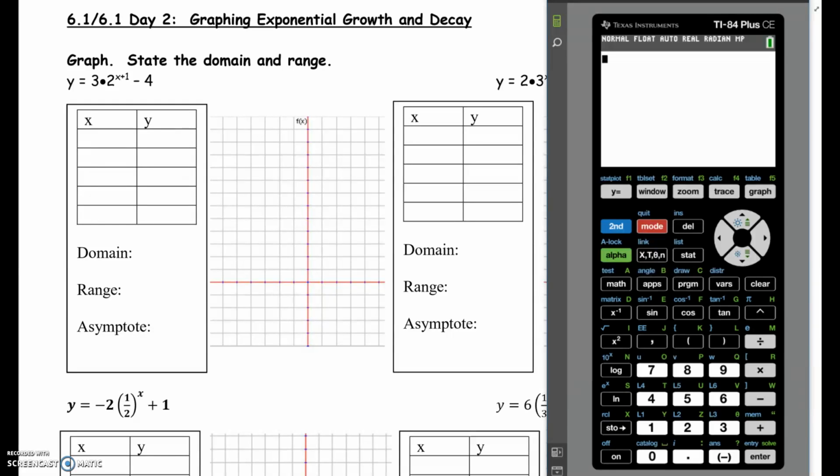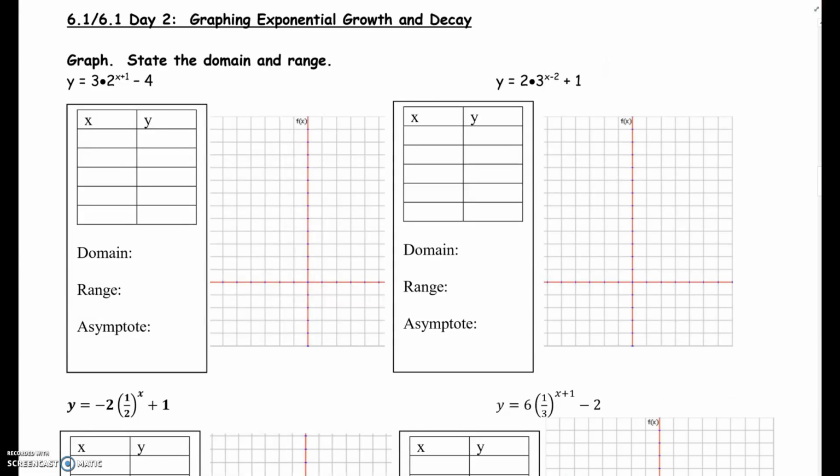There are multiple methods for graphing these functions. One method is to focus on just the part of the equation up to the x, 3 times 2 to the x. And then remember that this plus 1 means left 1, and the minus 4 means down 4. So you'd find the points for this basic equation, and then you'd move each of those points left 1 and down 4.